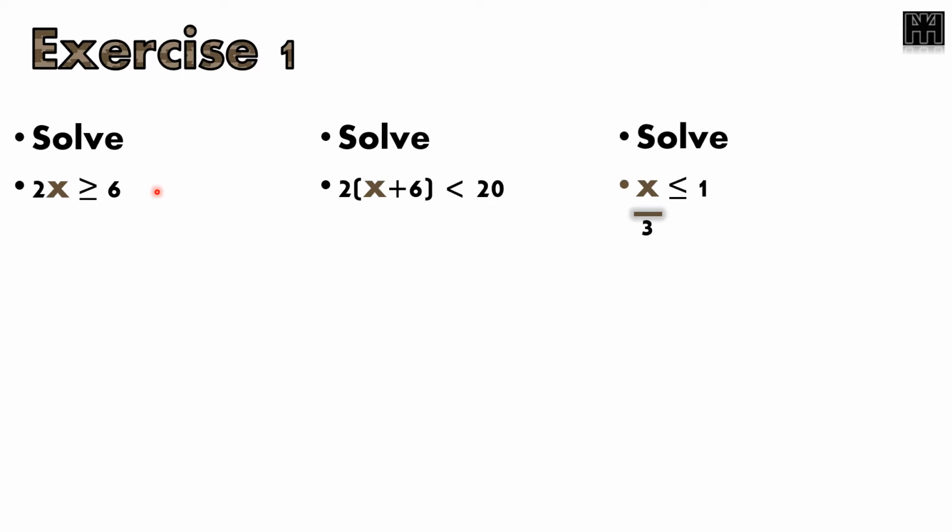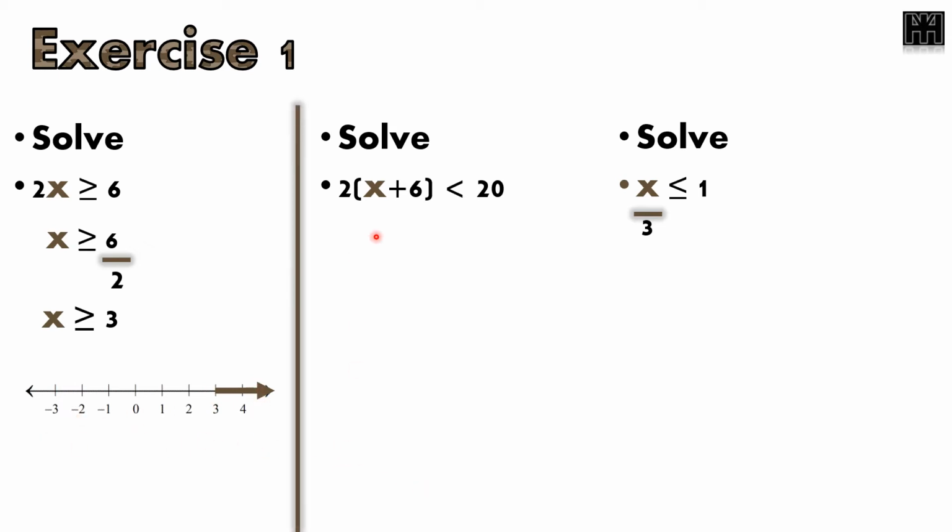Okay, exercise 1. Solve 2x bigger than or equal to 6. Let's write the inequality again. Send the 2 to the other side, it becomes divide, so x is bigger than or equal to 3. Okay, x bigger than or equal to 3 here on the number line.